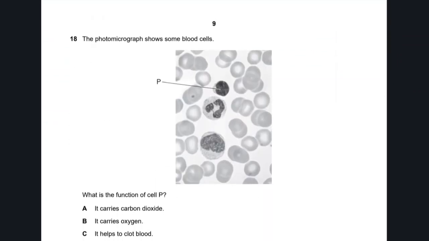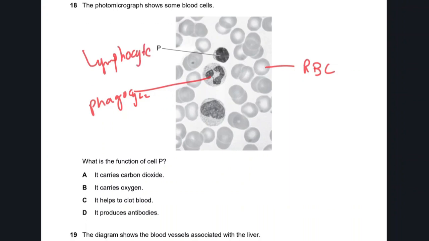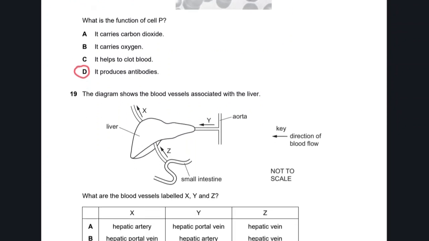So here we have a drop of blood in which you can see the RBC, you can see the phagocyte, and you can see the lymphocyte. So P will be lymphocyte. What is the function of P? The function of P is antibody production because all the lymphocytes work by antibody production.